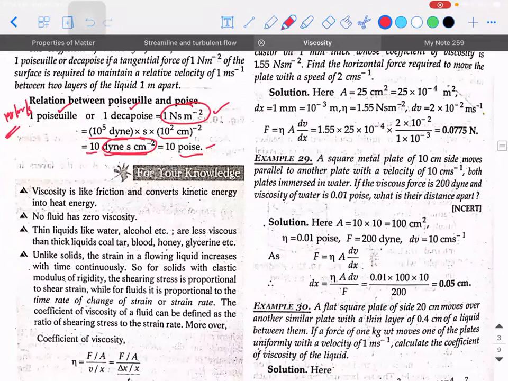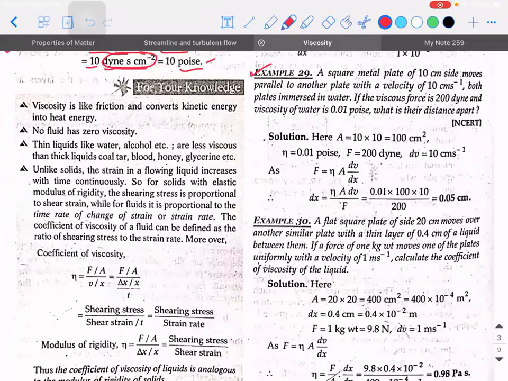Now look at this. There is a square metal plate of 10 centimeter side which moves parallel to another plate with a velocity of 10 centimeters per second. Both plates are immersed in water. If the viscous force is 200 dyne and the viscosity of water is 0.01 poise, what is their distance apart? So how much is the distance of separation between them?